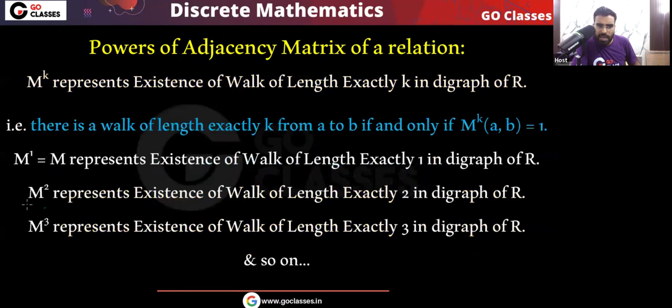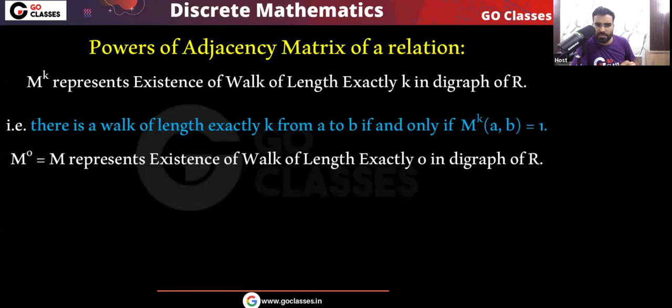Okay, so remember M power k represents existence of a walk of length exactly k. For example, M power 2 represents existence of a walk of length 2, M power 3 represents a walk of length 3, M power 1 represents a walk of length 1. So similarly, what will M power 0 represent? M power 0 will represent existence of a walk of length 0 in the graph representation of R.